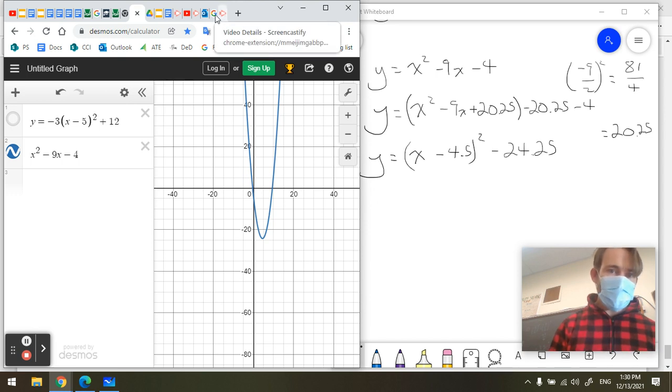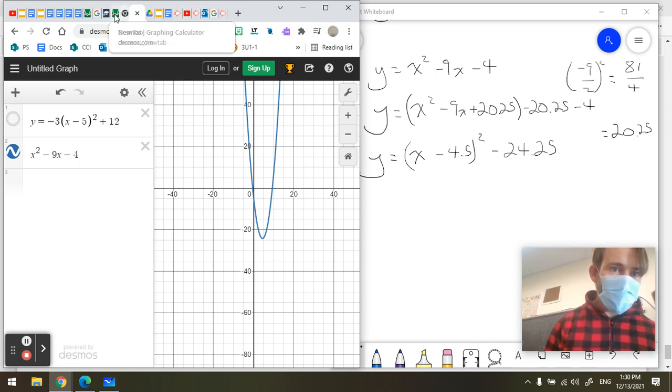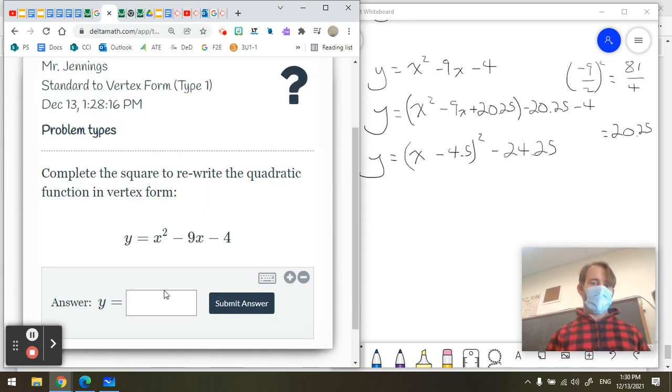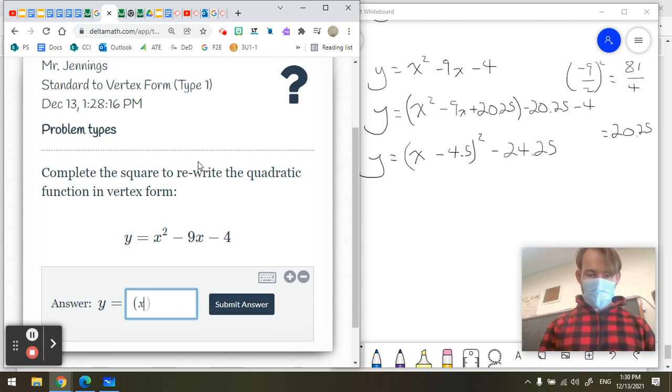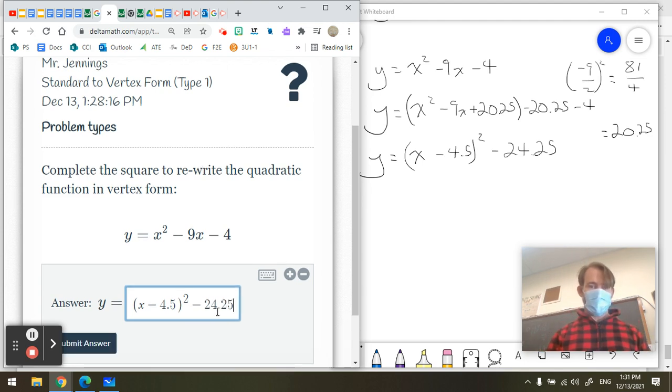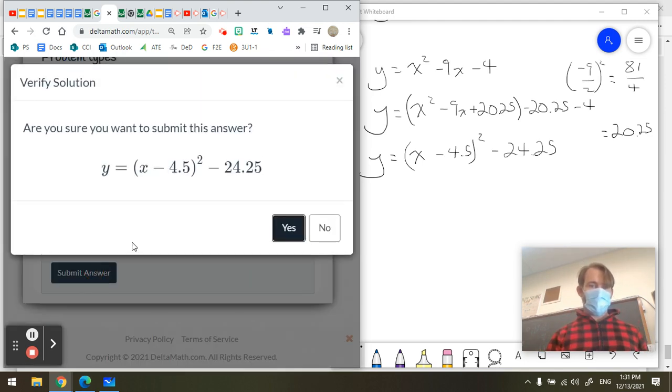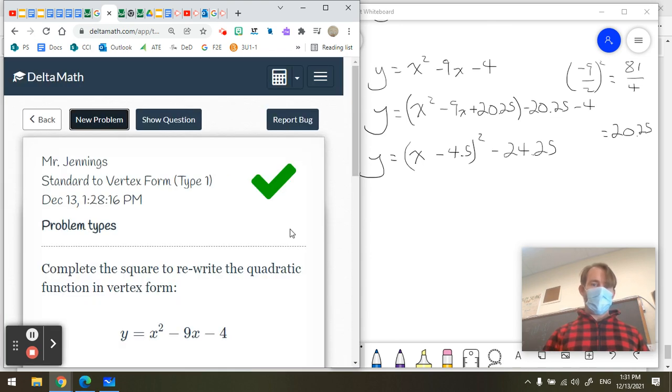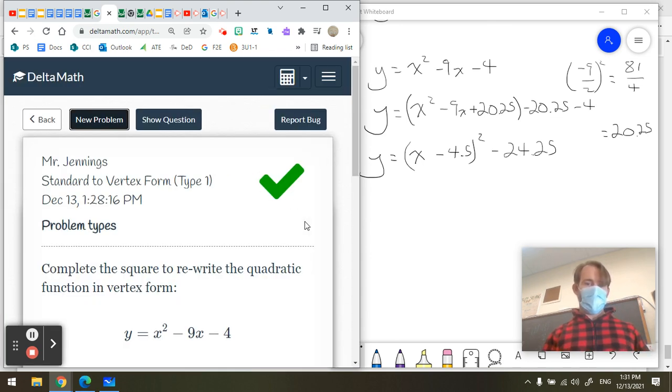Okay, so where is my Delta Math? There it is. Okay, so I'm going to put that in here. Y is equal to x minus 4.5, in brackets, square it, and then minus 24.25. Okay, and let's say submit answer. Do I want to submit that answer? Yes, I'm very proud of this answer. And it says, yes, hooray.